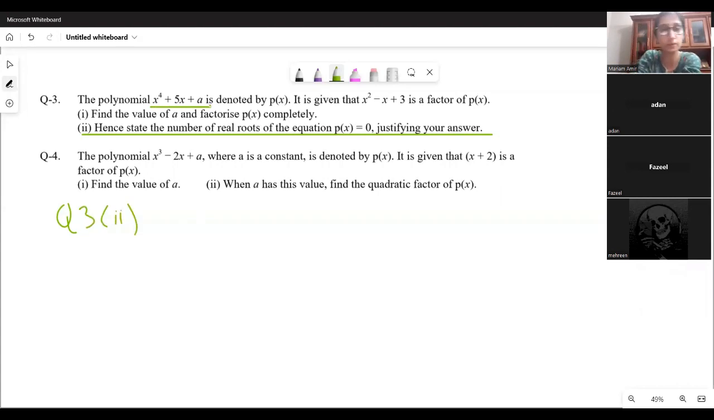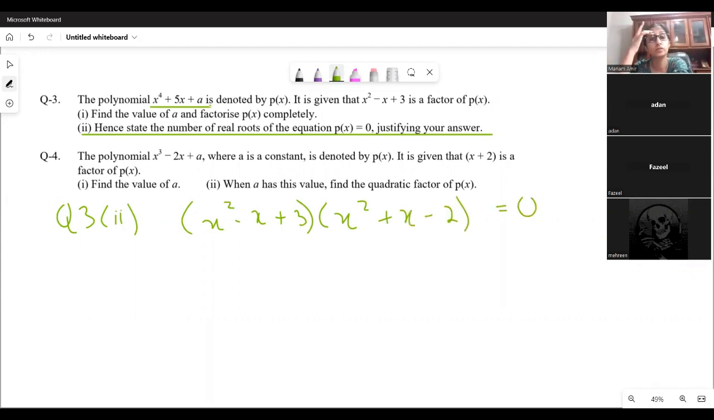तो ये मेरे पास लिखा हुआ है, please confirm whether this is right or wrong. x square minus x plus 3, and the other factor is the quotient x square plus x minus 2, equals to 0. अब solve these two brackets separately और देखो कि solve होती है या नहीं होती. So let's start with this one. x square minus x plus 3. Apply quadratic formula or apply factorization and tell me whether it's possible to get roots of these equations.